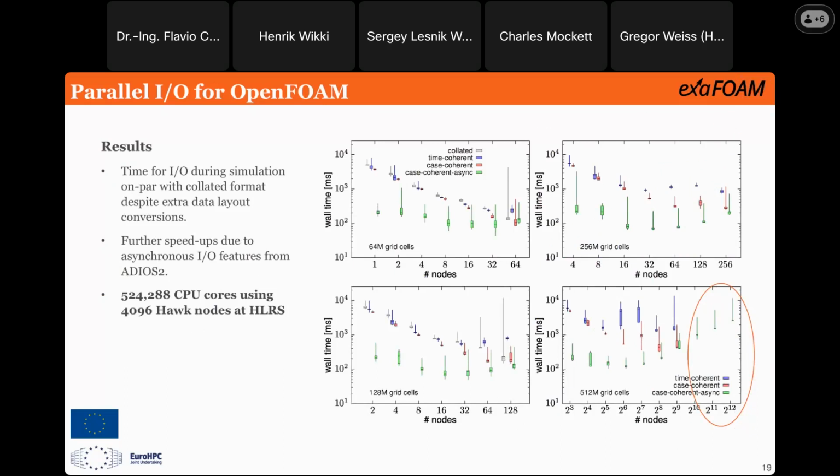So we did a bunch of tests, as you can see, with several case sizes. The largest case size which I tested was this 512 million cell case, and we tuned it up. This was also a question earlier during the workshop: what's the largest case size and what's the largest core count? This was mentioned: more than 500 million CPU cores on our Hawk machine at HLRS.